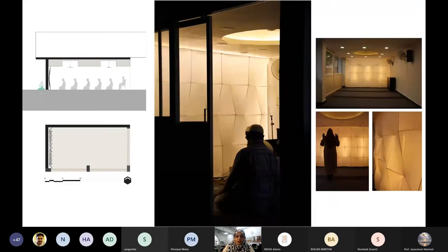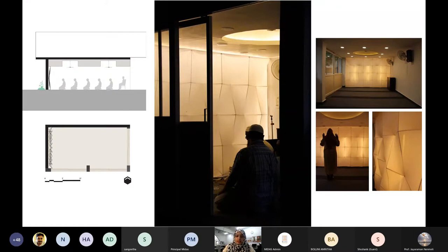Similarly, we designed a mosque. We call it a micro mosque because it's a very tiny mosque located inside the parking garage. So two parking spaces were dedicated to this mosque, which we designed and built within 2 weeks. So we did the design as well as the construction just in time for the holy month of Ramadan. So this mosque was designed for elderly citizens of this very old building.